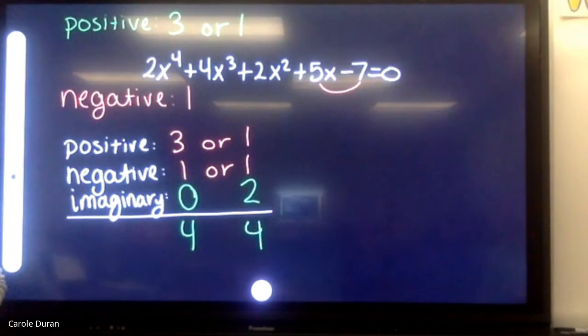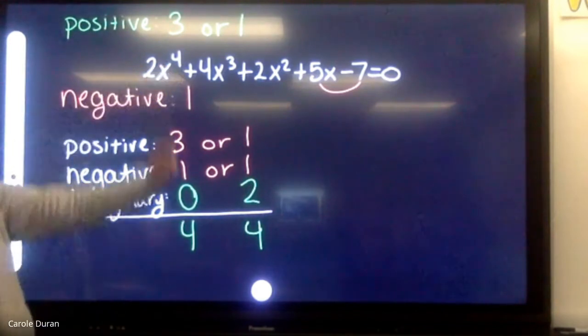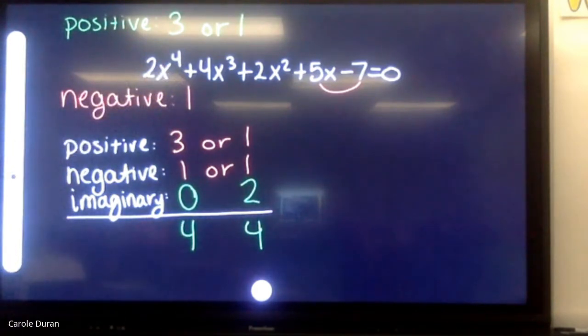The total number of them has to add up to the highest exponent in my polynomial. So if that polynomial was 6, then they would have to add up to 6.